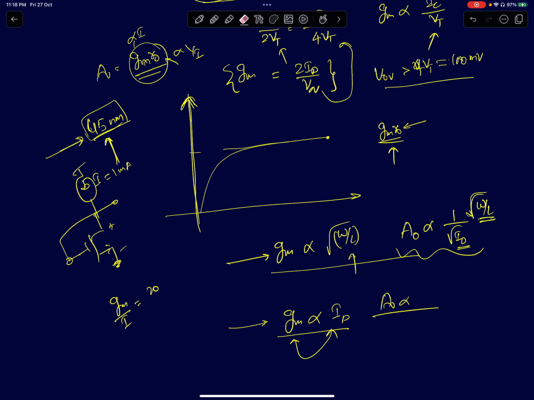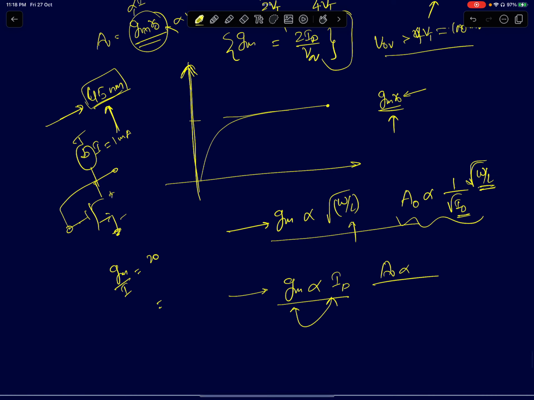I'm sorry, it's 1 by 2 VT. GM over I is 1 by 2 VT. So 1 by 2 VT is 1 by 50 milli, which is 20. That's where that ratio comes from. So we say that if you are burning 1 milliampere of current, you cannot get a GM greater than 20 milliampere per volt. If you are burning 1 milliampere of current, you cannot get a GM more than this. So keep this at the back of your head.